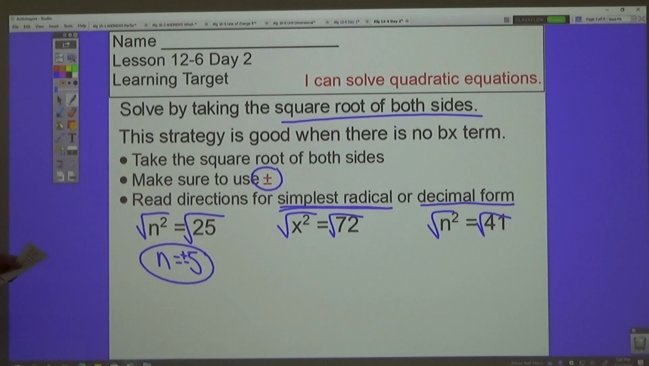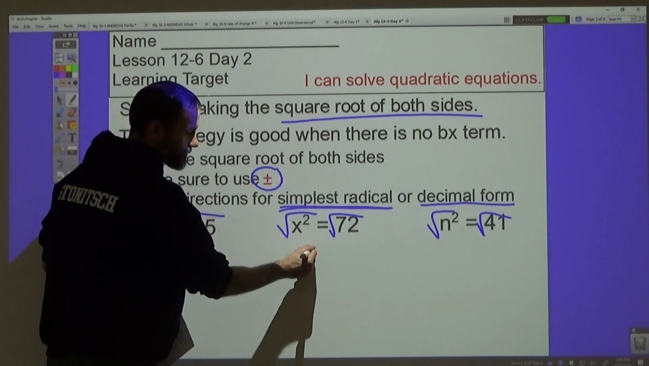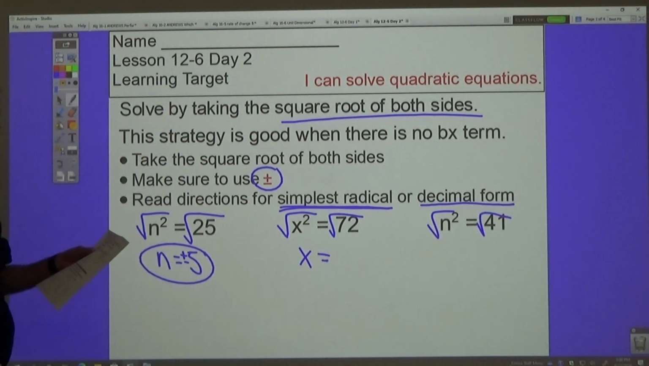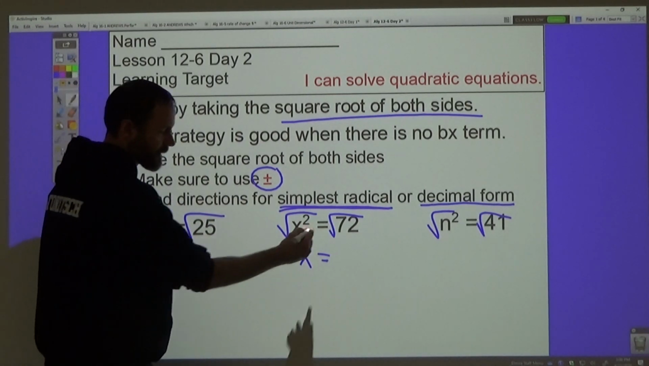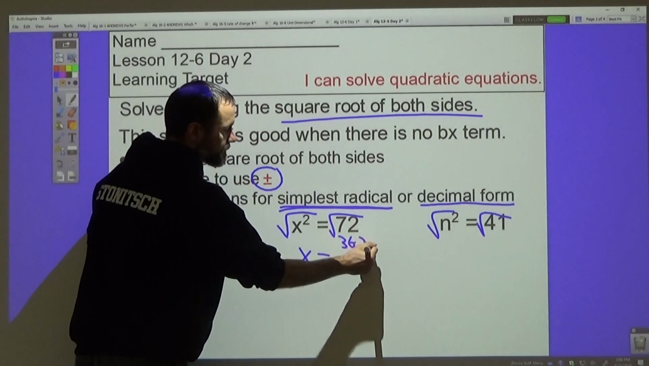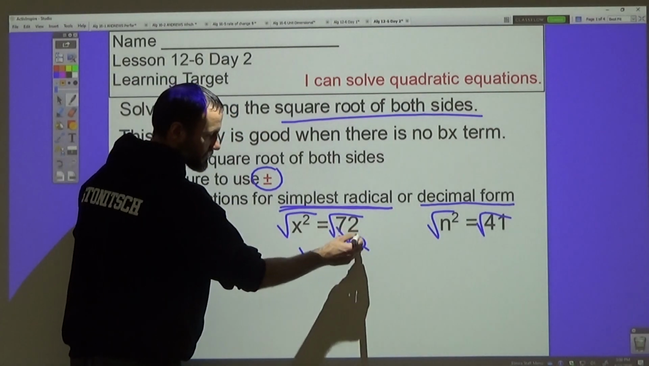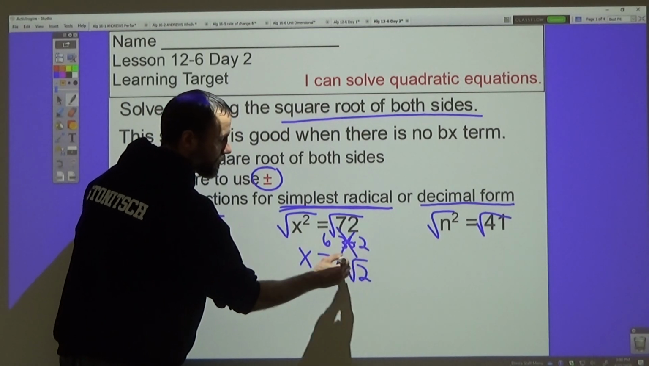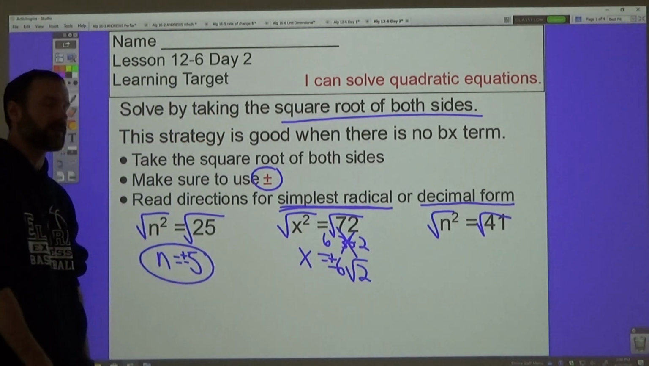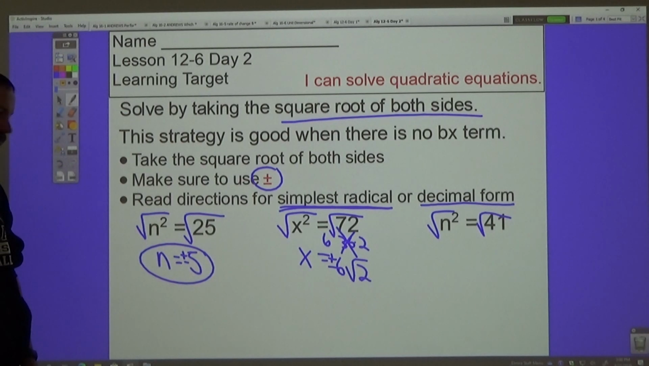In the middle one, taking the square root of x squared, that's just x. The square root of 72. If they asked you to do it in simplest radical form, we would have to do 36 times 2. 36 being a perfect square, cross off the 36, bring out the 6. So this becomes plus or minus 6 radical 2. That's in simplest radical form.